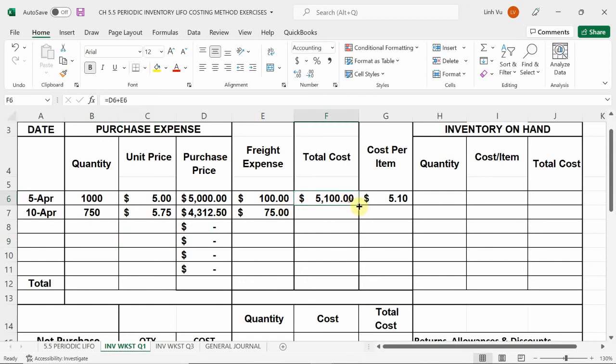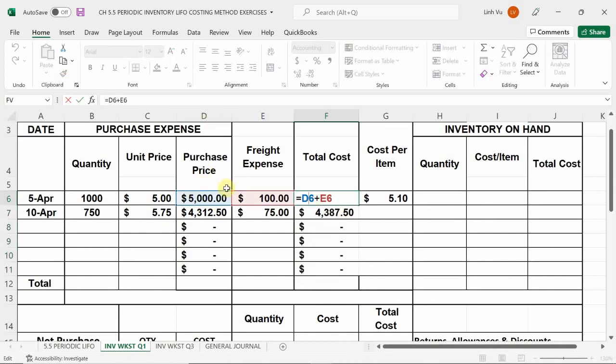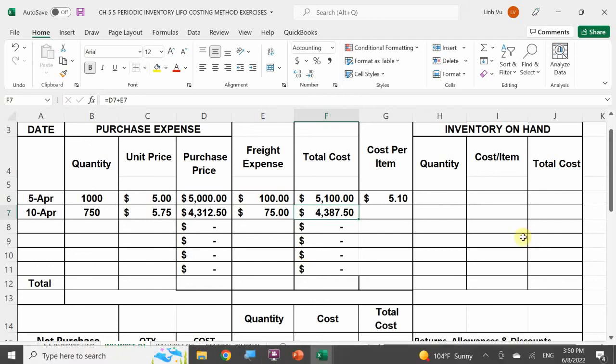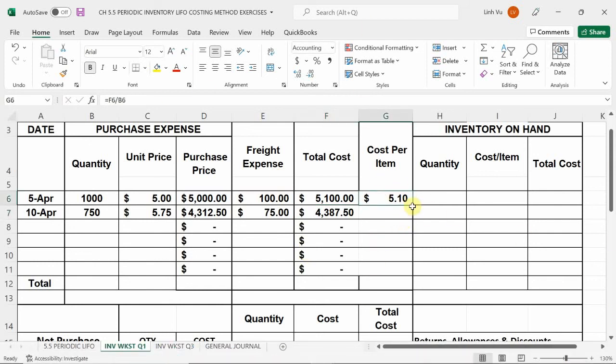And of course, I can drag that formula all the way down for this as well, because in this case, I told Excel right here that I want my purchase price plus my freight expense to give me my total cost. So here it gave me a total cost of $4,387.50. And I can also do the same thing here because I also put another formula there, okay? So this is going to give me a total of $5.85.